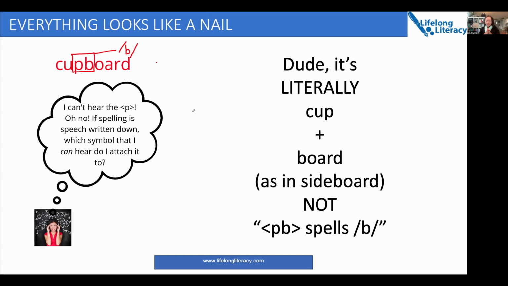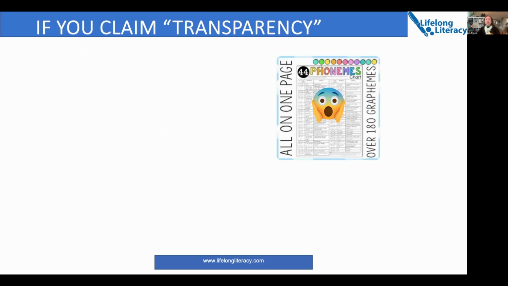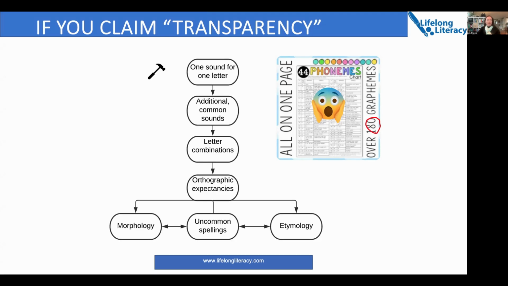Well, actually, every time you claim that there's a complex code, that's basically what you're doing, right? If you claim transparency, if you say this is a complex code and there are these many graphemes, and it's all just a code, then what you have is a hammer approach. If you're saying that English orthography is just this, then you have a hammer and everything looks like a nail. You have to explain all letter sequences as graphemes to phonemes. And that's not true.